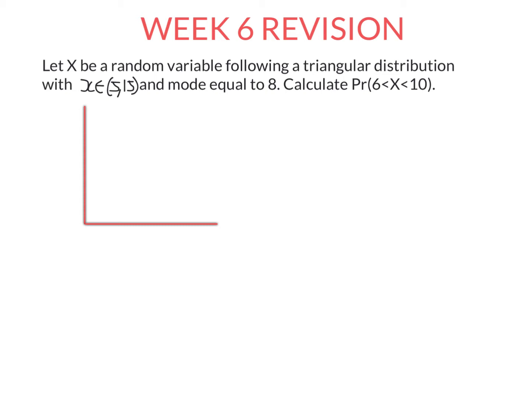So in this question, we're told x is between 5 and 15, and we're told it has a mode at 8. So that means the peak of the graph occurs here at x equals 8. We're going to calculate the probability x is between 6 and 10. So we have x along the horizontal axis and p(x) is going to be the vertical axis. For a triangular distribution, we actually have two separate linear functions that make up the PDF. So the PDF is this triangle here.